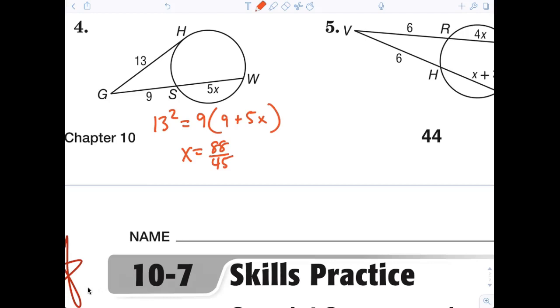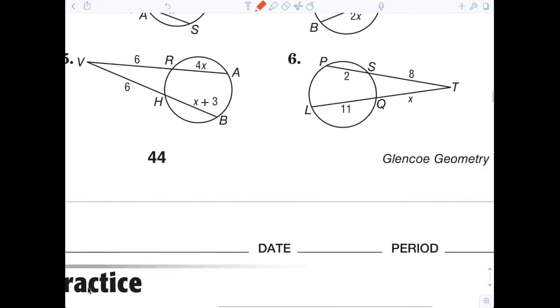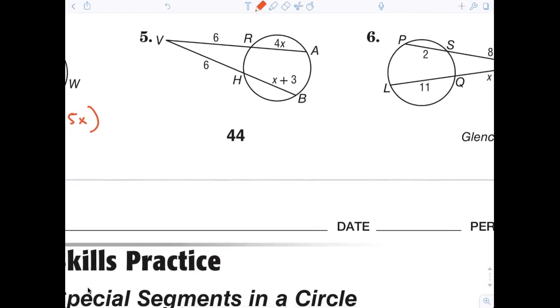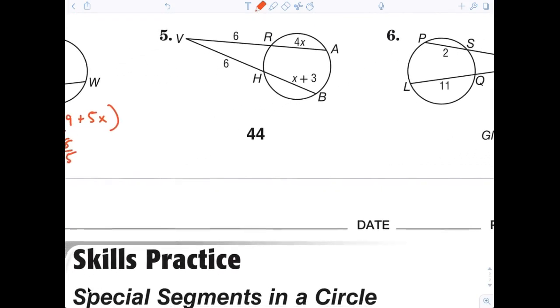All right, so here we go. Let's take a look at number 5 again. Go ahead, somebody. 6 times (6 plus 4x) is equal to 6 times (6 plus x). Okay, so this one's kind of nice, right? Because what can happen to the two sixes? Cancel out. Right.